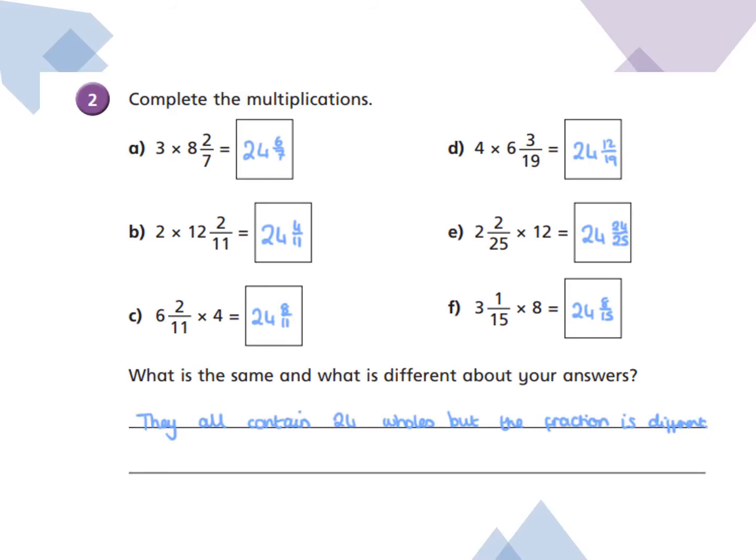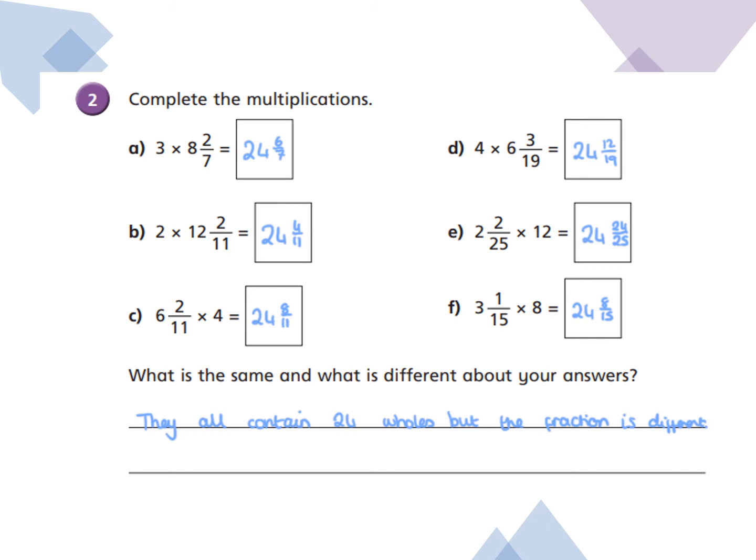So as you can see quite clearly, there was a pattern within the answers because 24 whole ones is there very clearly in all of these answers. The difference is that the fraction is different, okay? Now, let's go through each answer carefully.